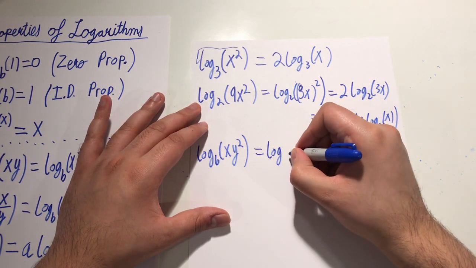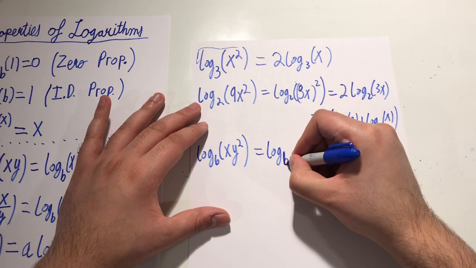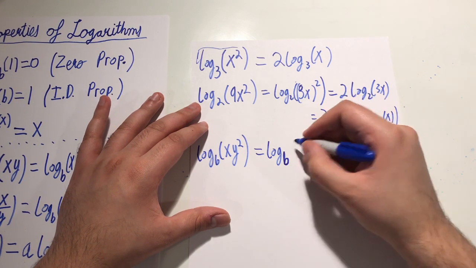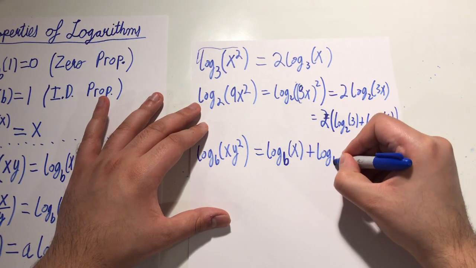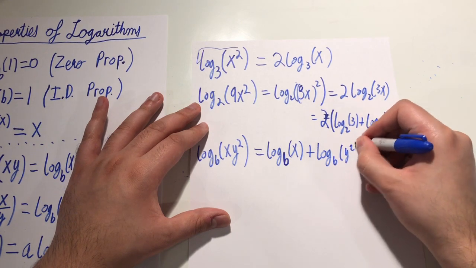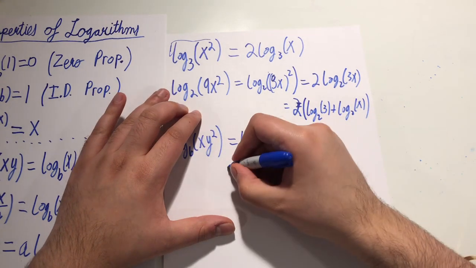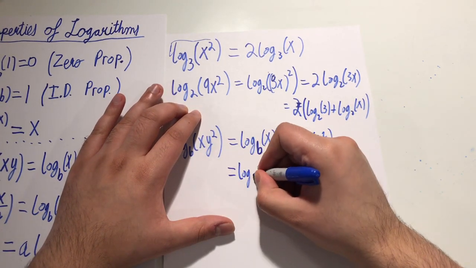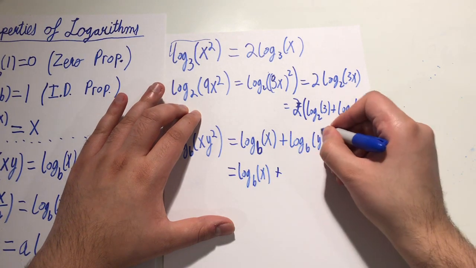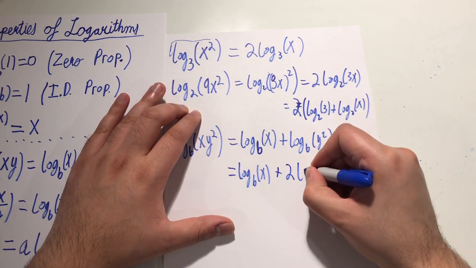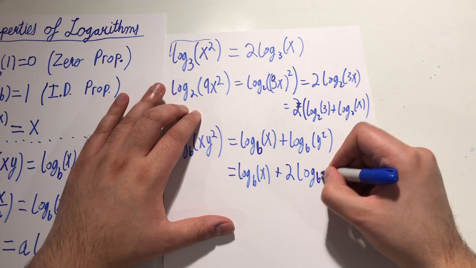Logarithm base b, or base 6, my 6 is always looking at these, logarithm base 6 of the first thing, plus logarithm base 6 of the second thing, which was y squared. And now with this y squared part, I can actually do the power rule. So I bring down this log base 6 of x, stays log base 6 of x. This 2 comes out to the front, and I get 2 log base 6 of y.